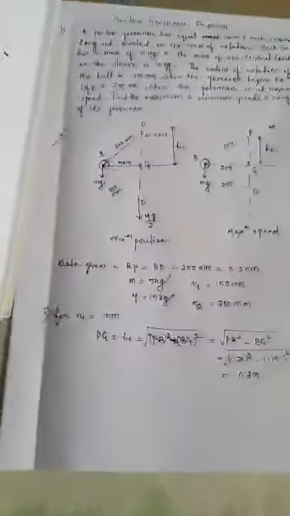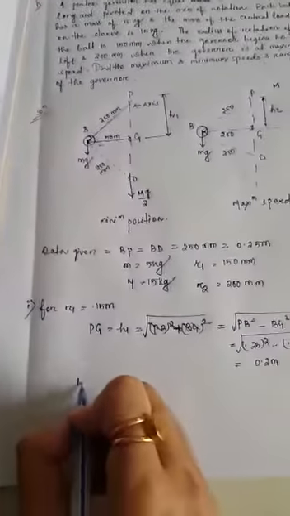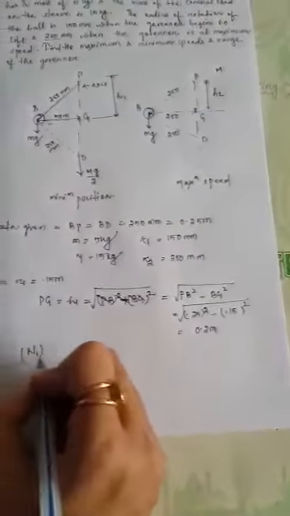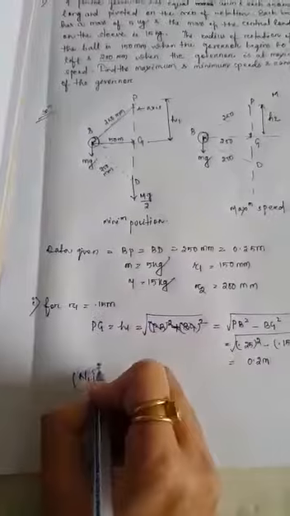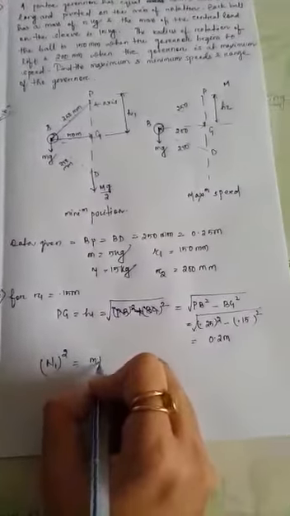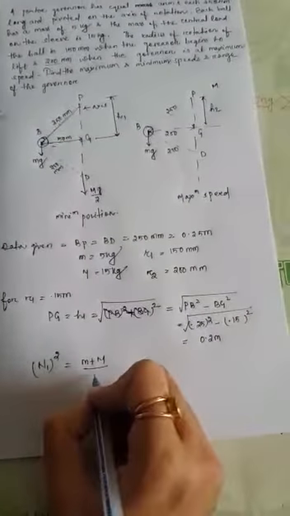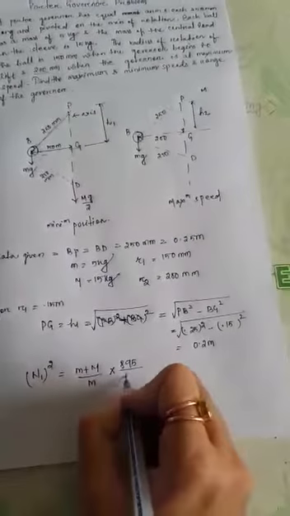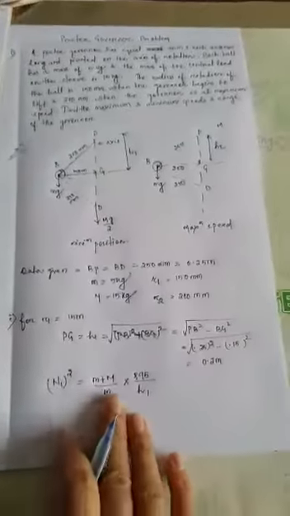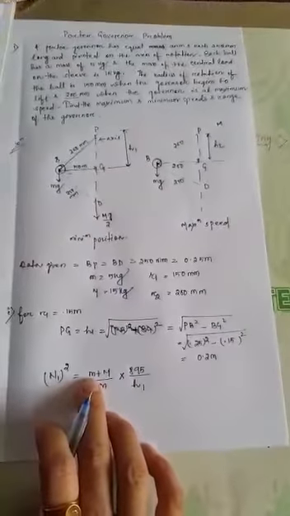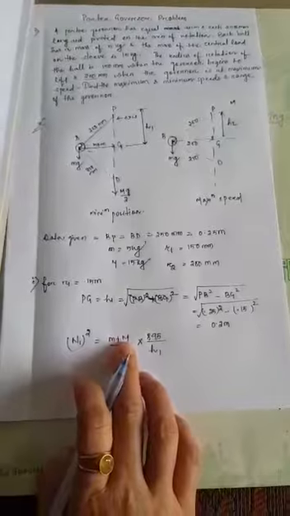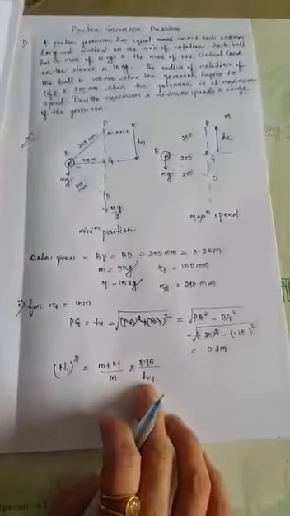Now the formula for speed for a Porter governor, for R1 it is N1. So N1 square equals (m plus M) by m into 895 by H1. This is our formula. Here small m is the mass of the fly ball, capital M is the mass of the central load, and H1 is the height.